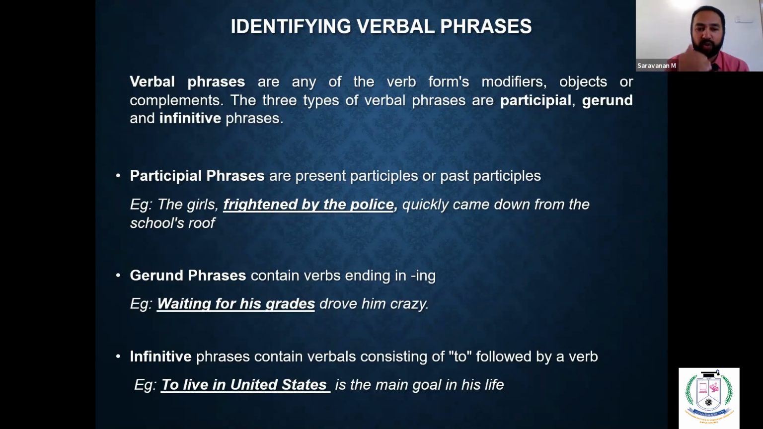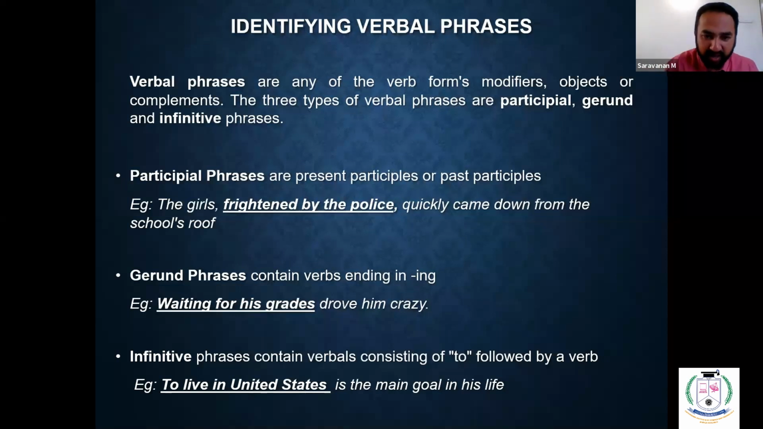Now see the next one, the gerund phrase. What do you mean by gerund? Gerund is ing words. That is, the ing verbs transforming themselves into a noun become a gerund. Here, gerund phrases contain verbs ending in ing. For example: waiting for his grades drove him crazy. That is, how long can we wait, isn't it?